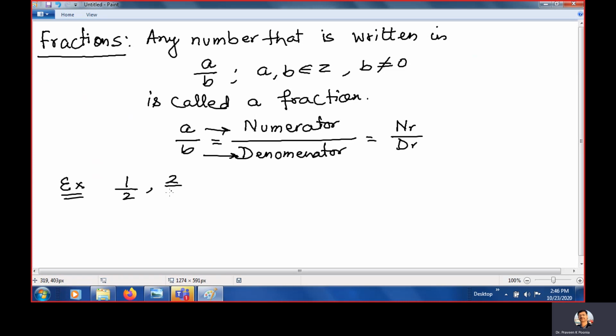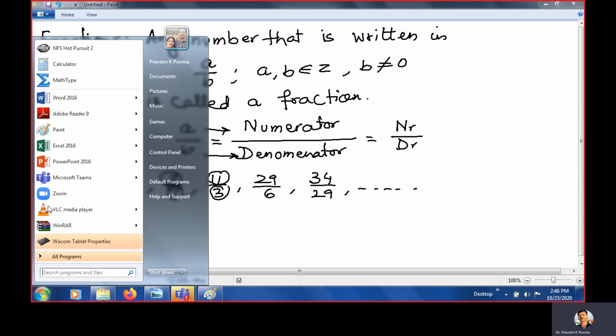If we write some examples of fractions: 1 upon 2, 2 upon 7, 11 upon 3, 29 upon 6, 34 upon 29, all of these are fractions. Why? Because you can check, 1 is an integer, 2 is an integer, 7 is an integer, 11 is an integer, 3 is an integer. So all numbers are integers and they are written in the form of A upon B.